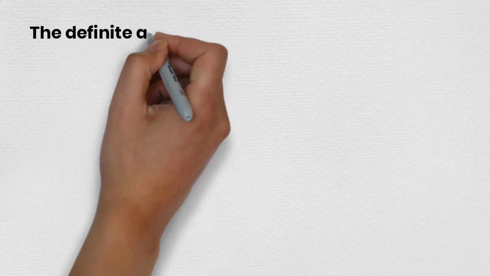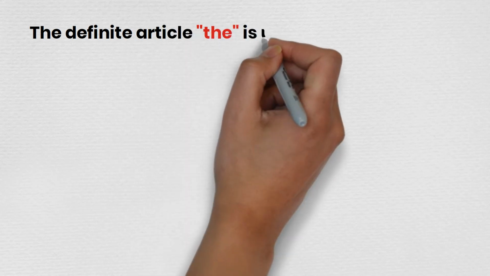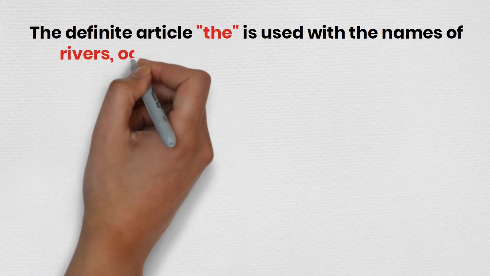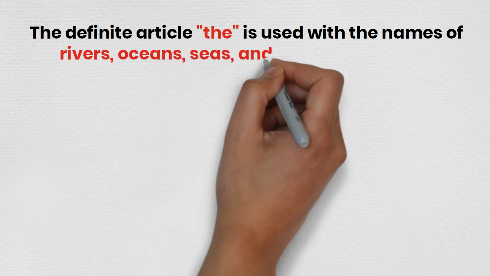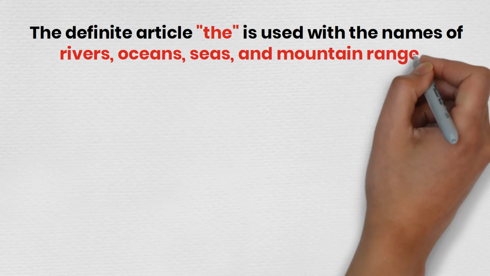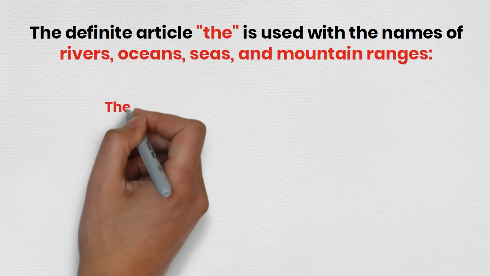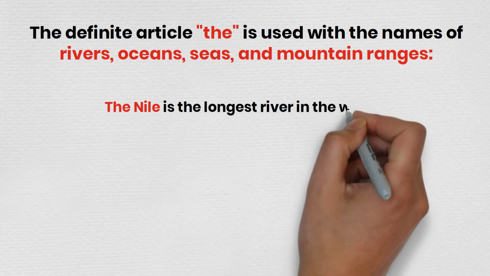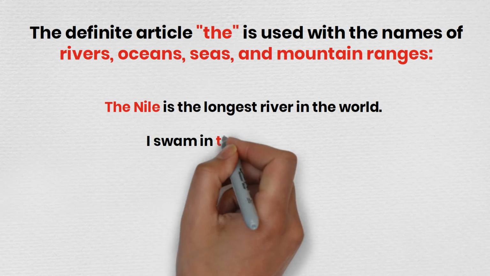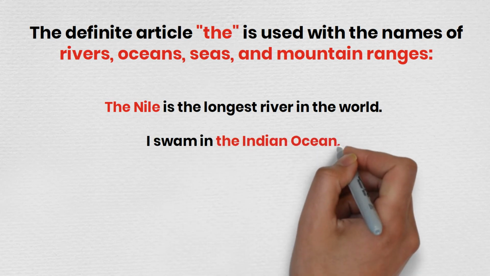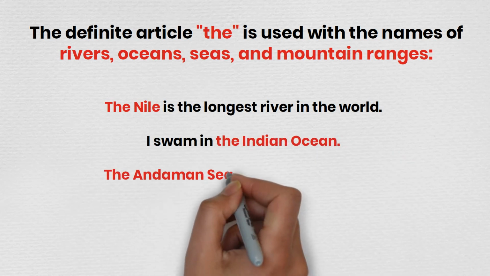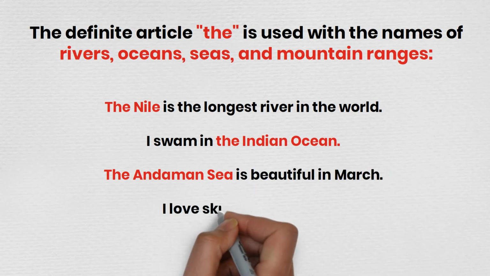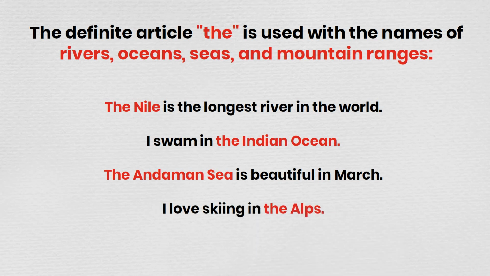The definite article the is used with the names of rivers, oceans, seas, and mountain ranges. The Nile is the longest river in the world. I swam in the Indian Ocean. The Andaman Sea is beautiful in March. I love skiing in the Alps.